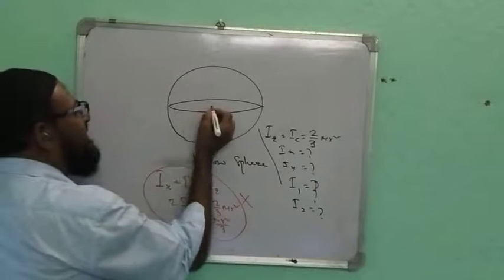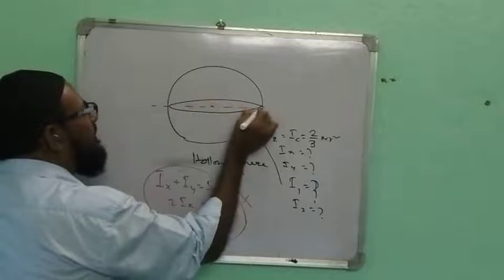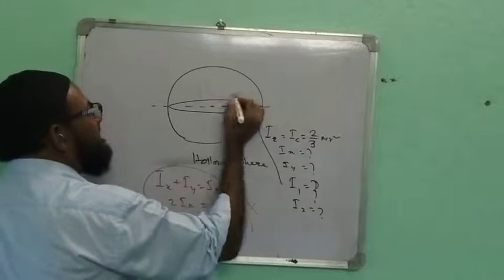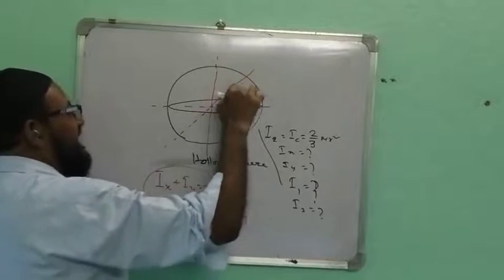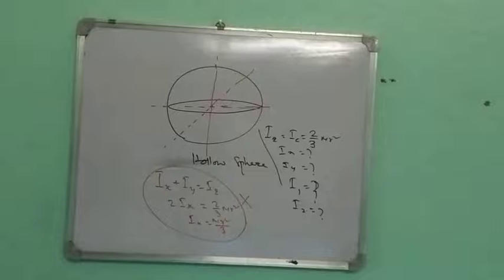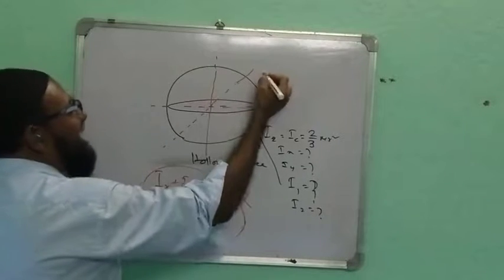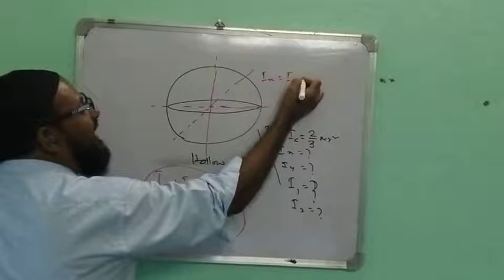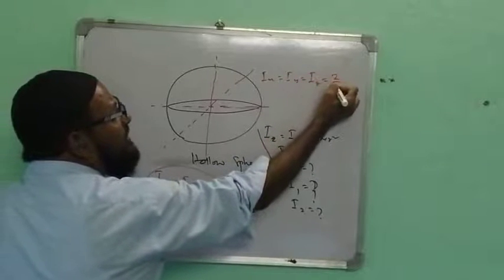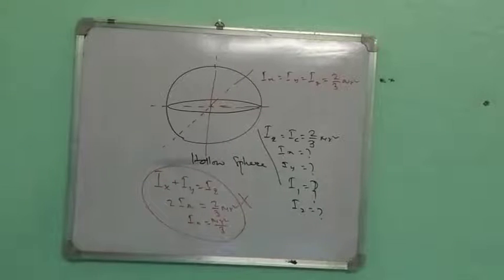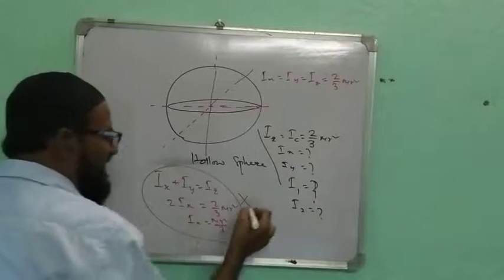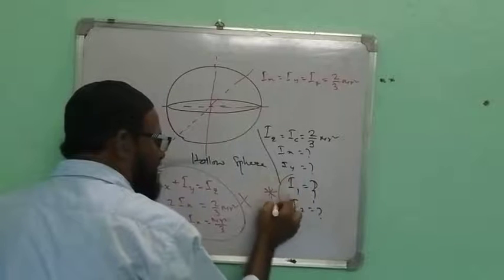Because, please see here. This diameter, and this diameter. In this case, all the diameters, with respect to all the diameters, I say here. Therefore, this Ix, Iy, Iz equal 2 by 3 m r square. This is not a formula. It is wrong.